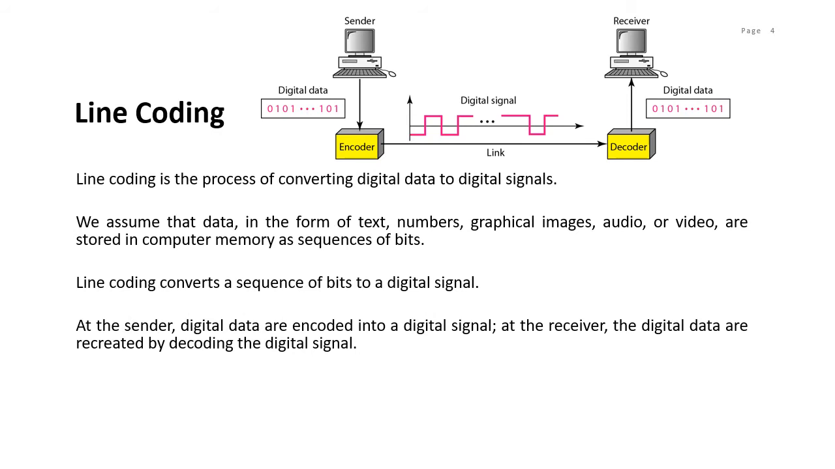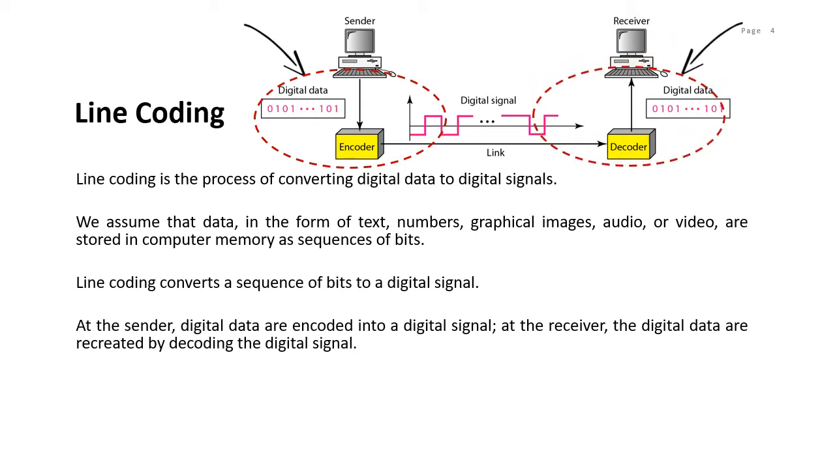So what is line coding? Line coding is the process of converting digital data to digital signal. You can assume that data, be it images or video or text, is all stored in the computer memory as sequences of bits, meaning zeros and ones. So line coding converts a sequence of bits to a digital signal. As you can see here, at the sender, digital data are encoded into a digital signal, and at the receiver, the digital data are recreated by decoding the digital signal. So that means line coding encodes the digital data into a digital signal, and it can also be decoded at the receiver.